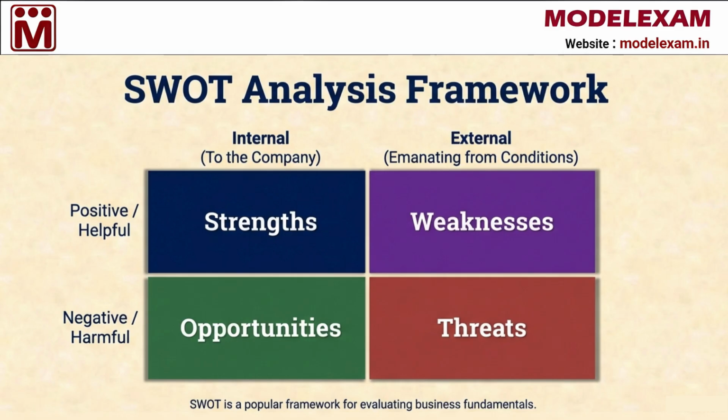Imagine a simple grid. On one side, we look at factors that are internal to the company. These are strengths and weaknesses. On the other side, we look at factors that are external, meaning they come from the outside environment. These are opportunities and threats. We also divide them into things that are positive or helpful, like strengths and opportunities, and things that are negative or harmful, like weaknesses and threats. This framework gives us a structured way to evaluate the business fundamentals.